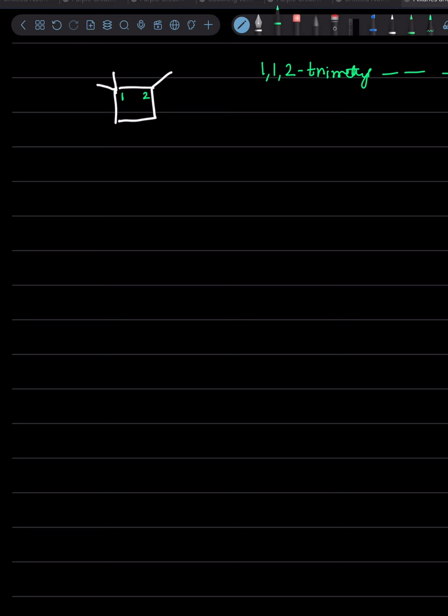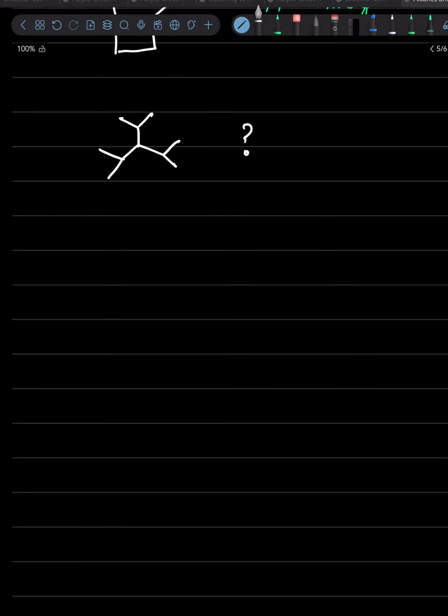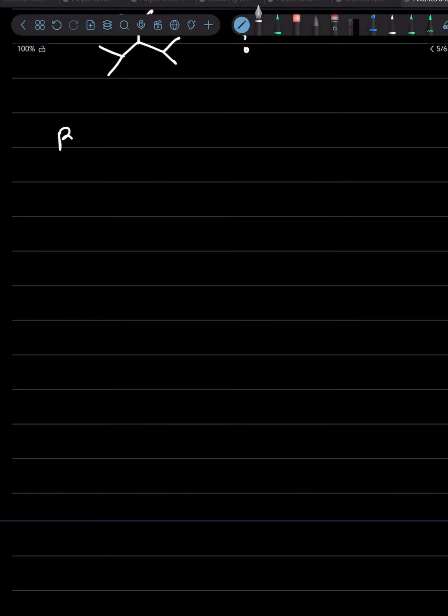So this is how you name the cycloalkanes. Now suppose you have this molecule. Try to name this molecule and share your answer in the comments. What is the systematic name of this one? Now there are bicyclic compounds as well, that we will cover in the next video. Thank you.